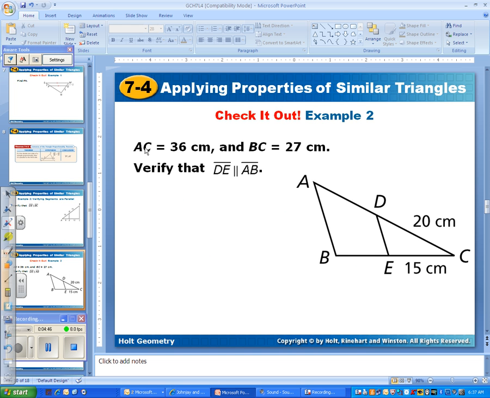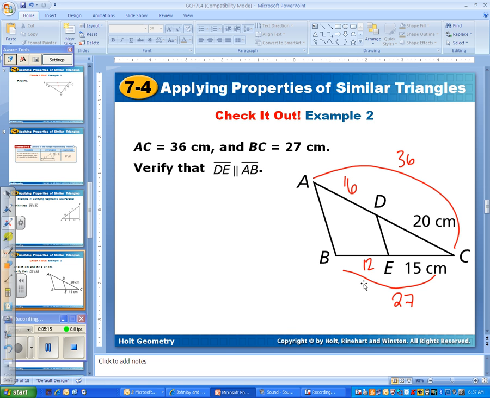So same thing over here. They tell you AC, so this whole thing is 36, and BC, this whole segment, is 27. We want to prove that AB and DE are parallel to each other. So if this whole thing is 36, and this part's already 20, that means the leftover has to be 16. The same thing over here. If this whole thing's 27 and the leftover is 15, then what do we get? 8 or something? What's 27 minus 15? 12. Okay, I was way off.